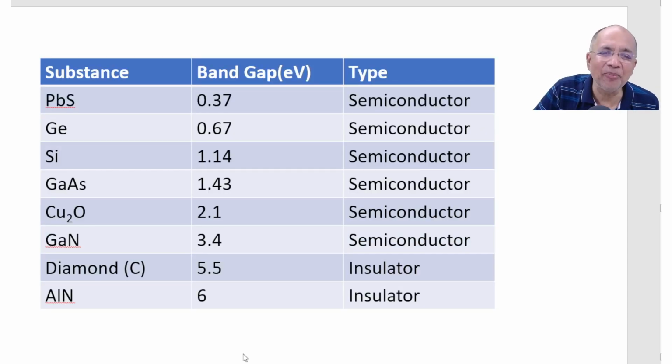So these are the examples where I have shown you the band gap. All of the semiconductors lie within 5. Once it is more than 5, even diamond is an insulator. And aluminum nitride, a binary compound, is also an insulator, not a semiconductor.